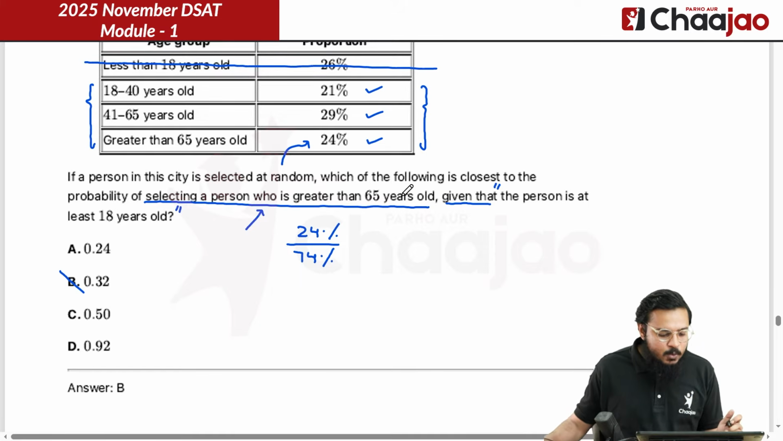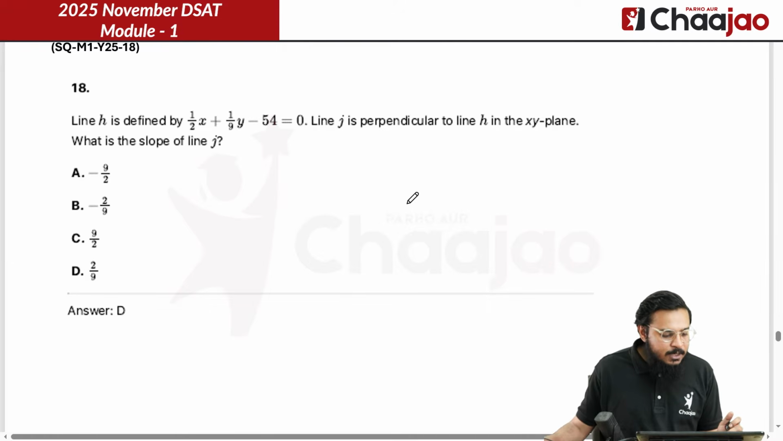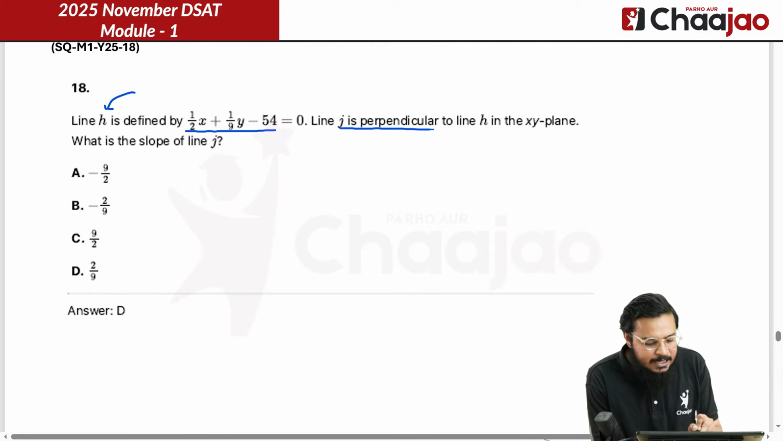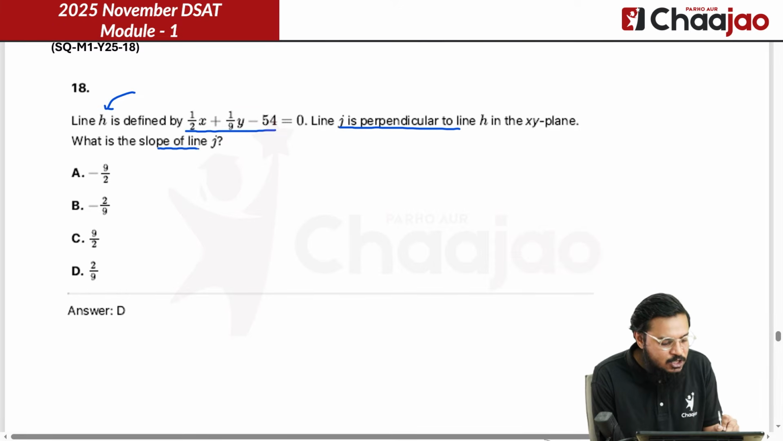Now let's have a look at question number 18. Question number 18 is a linear equation. We have a linear equation. This linear equation is called line H. Line J is perpendicular to line H, and you really have to figure out the slope of line J.